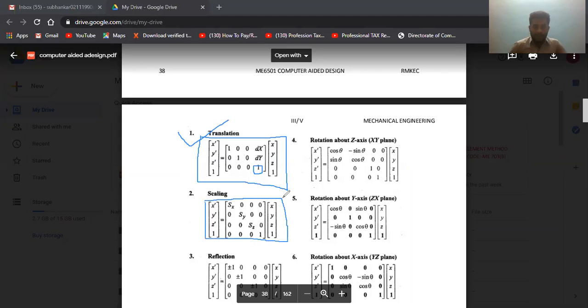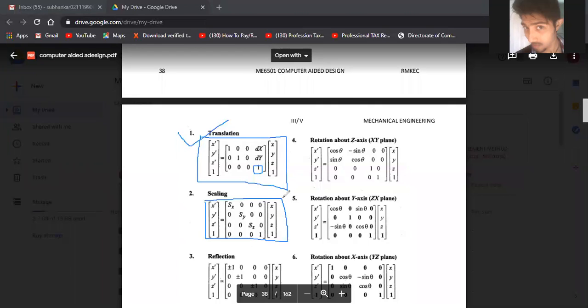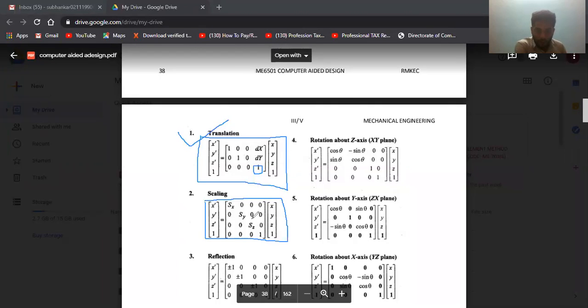Scaling: x dash, y dash, z dash is nothing but the new scaled coordinate points of a 3D object. What will be my scaling matrix? This is the scaling matrix, a 4 by 4 matrix: Sx, 0, 0, 0; 0, Sy, 0, 0; 0, 0, Sz, 0; 0, 0, 0, 1.